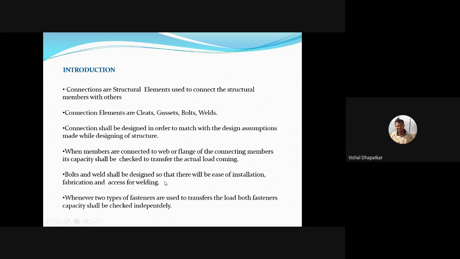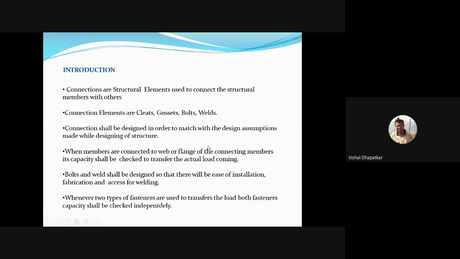Bolts and welds shall be designed so that there will be ease of installation, fabrication, and access for welding. So, depending on the height of the structure or criticality of the structure, we have to provide such types of connections so that they will be easily accessible, or we can easily install those connections. If the building height is 50 or 60 meters, then providing welded connection for such a height will be difficult.